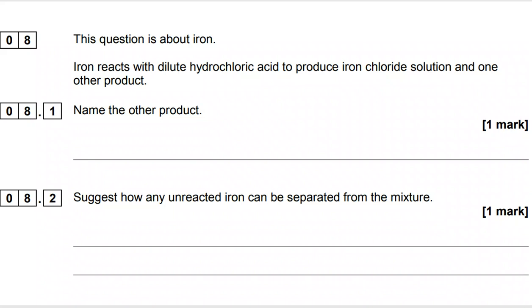This is AQA GCSE Chemistry. It is the 2018 Trilogy 1H higher paper. And this is question 8. The whole of the question is going to be shown at the beginning for you to pause and try, and then you can review in the remainder of the video.